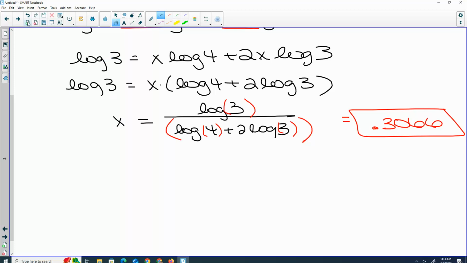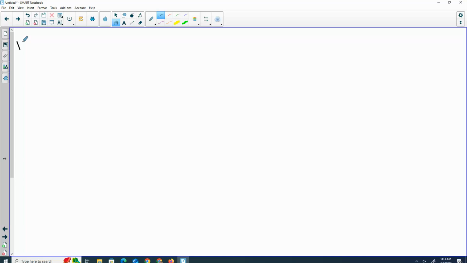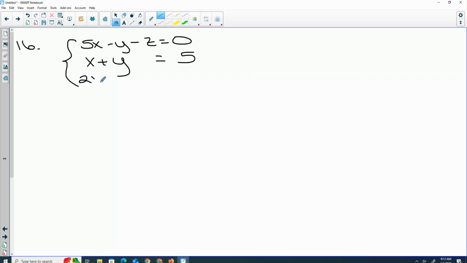Our last question you guys asked me about, problem 16, solving a system, substitution and elimination. So we have 3 equations. If you notice, the second equation already doesn't have what variable? Z. And the third one doesn't have y.